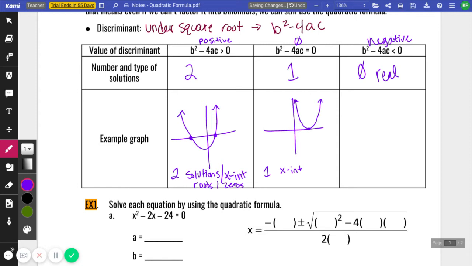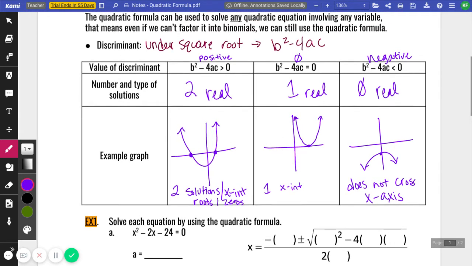I know it sounds crazy. Worry about imaginary in the future. So all of these are your real solutions. There are some imaginary ones that happen when you have a negative discriminant, but again, we don't have to worry about that. The graph, when you have a negative discriminant, would be an example like this, where it does not cross the x-axis at all. So you have 0 solutions, and it does not cross the x-axis.